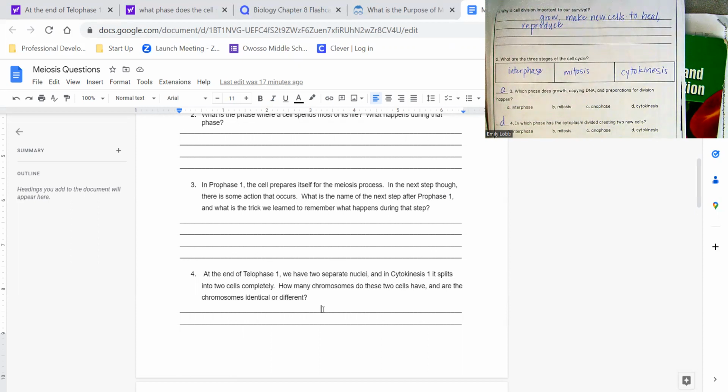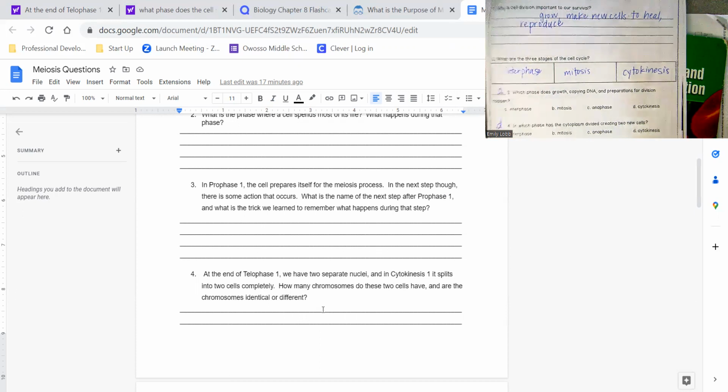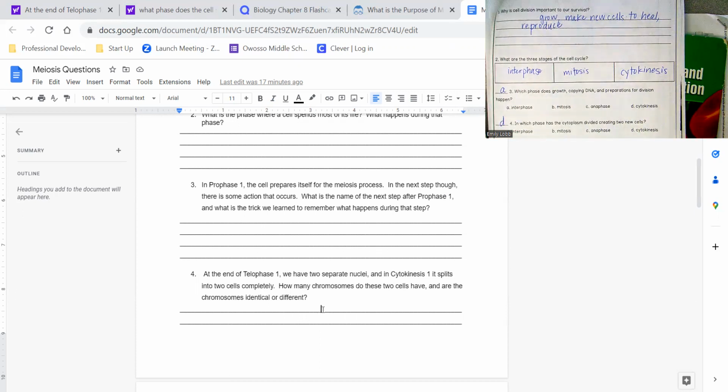And then we have to figure out, are they identical or different? Knowing what you know about the process of meiosis, are we swapping DNA, or are we just copying and splitting? We're just copying and splitting. So does the DNA change in some form? No. So are they identical or different? They're identical.